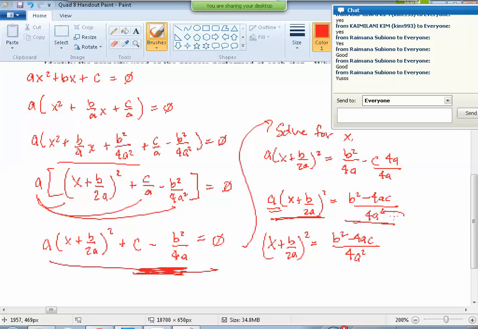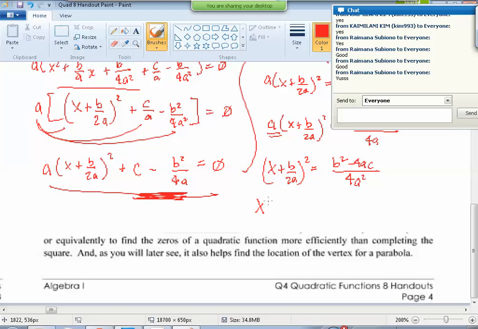I'm almost there. I'm going to get x all by itself. How do I get rid of something that's squared? A square root of it. Very good. So I have x plus b over 2a equals the square root of b squared minus 4ac divided by the square root of 4a squared. What's the square root of 4a squared? 2a.